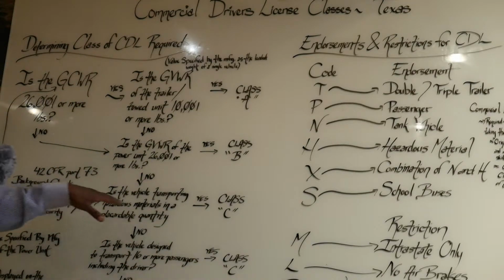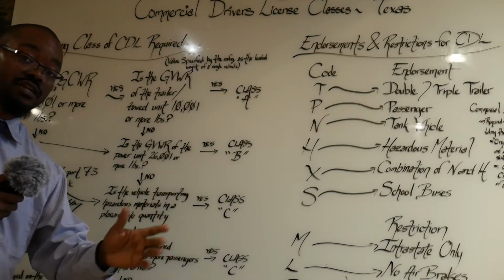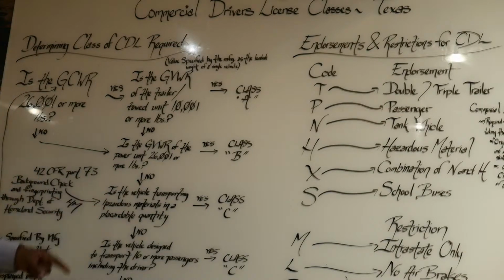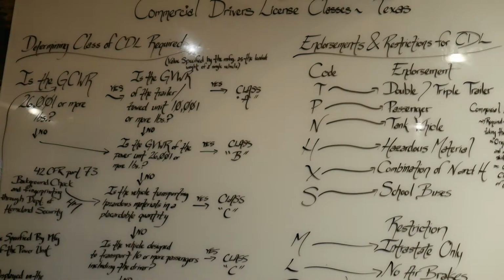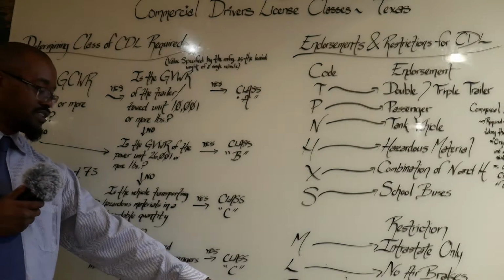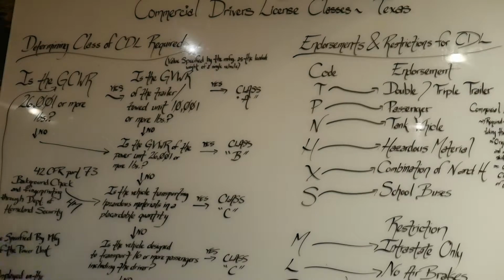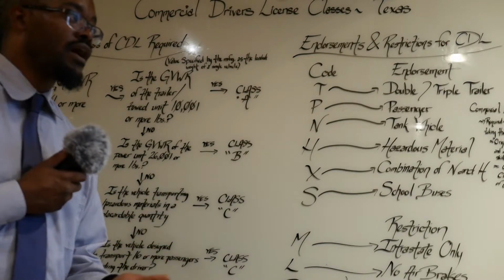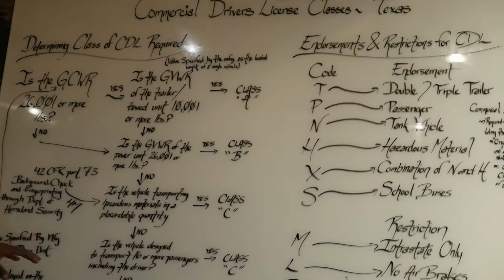Now, if you're not transporting hazardous materials in the state of Texas, remember we're talking about intrastate authority, then you move down to the next step, and it is: is the vehicle designed to transport 16 or more passengers, including the driver? If it is, then you are right there in the lovely Class C license. If you are not, then no CDL is required, generally speaking, for the type of vehicle that you're trying to drive. All right? I think that's pretty clear.